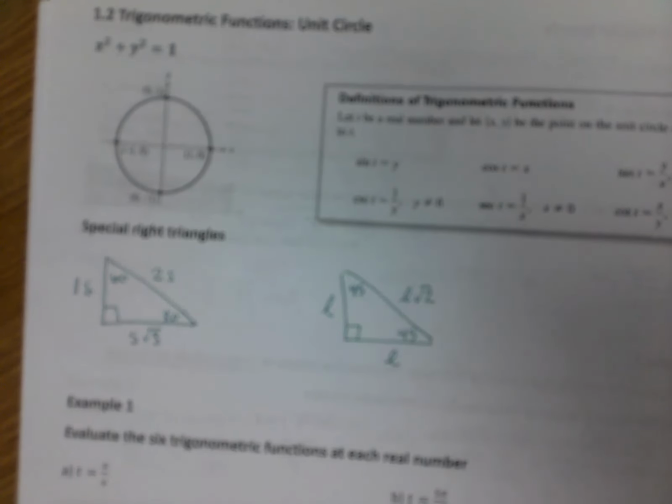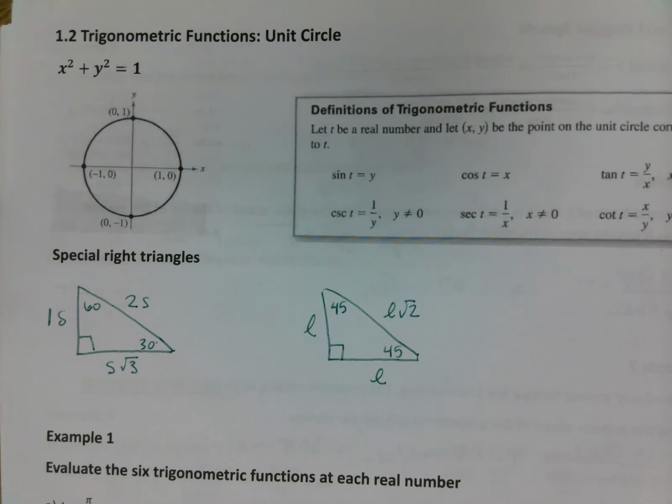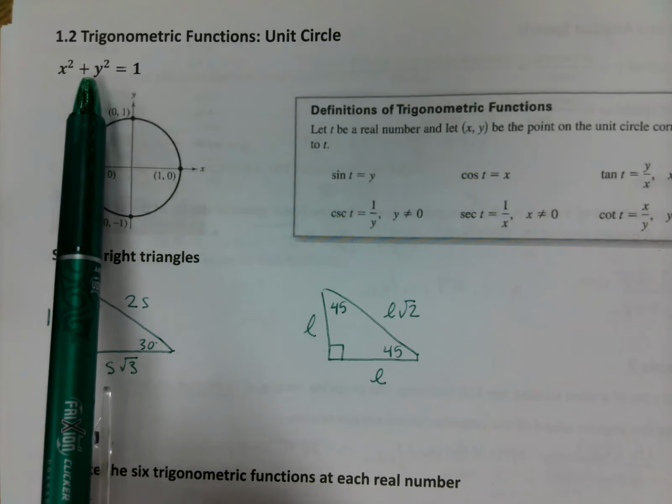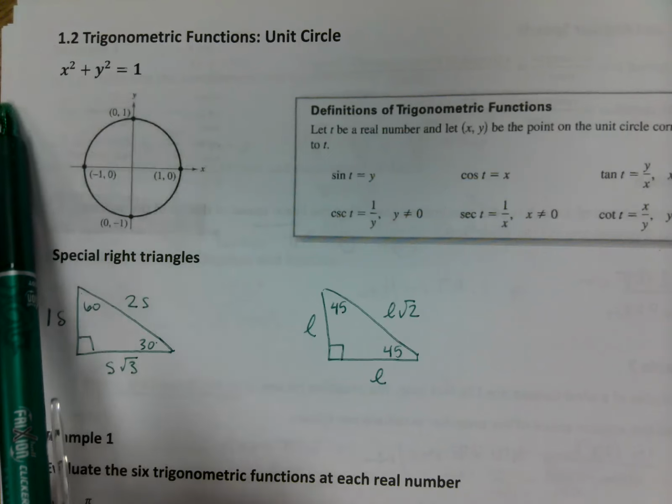Hello, hello, hello. 1.2 trig functions unit circle. First, when we're talking about the unit circle, we're talking about the parent function of an equation of the circle. So x squared plus y squared equals 1. So when we're on the unit circle, this is what we're always going back to.